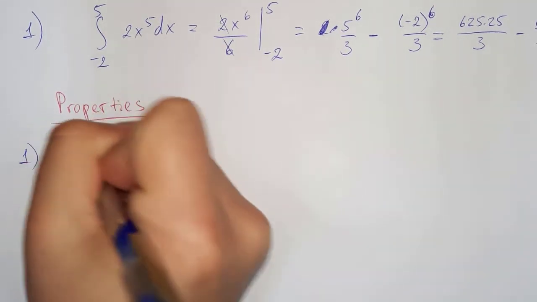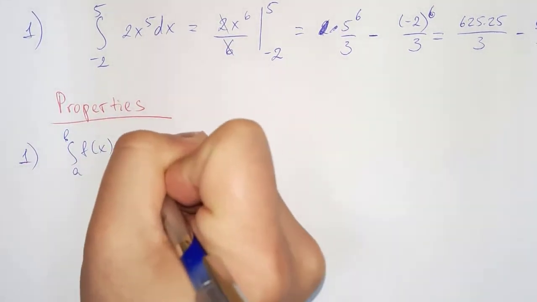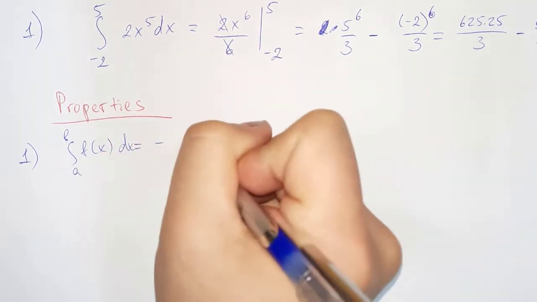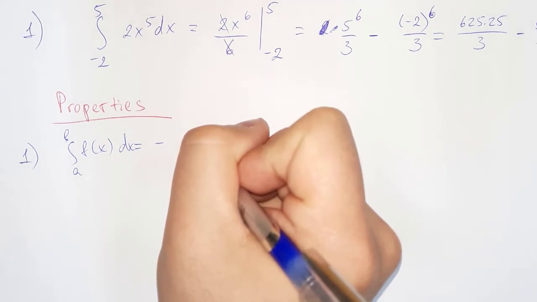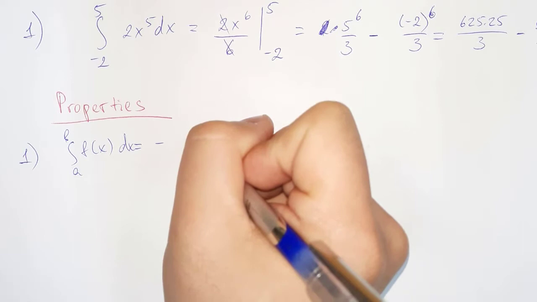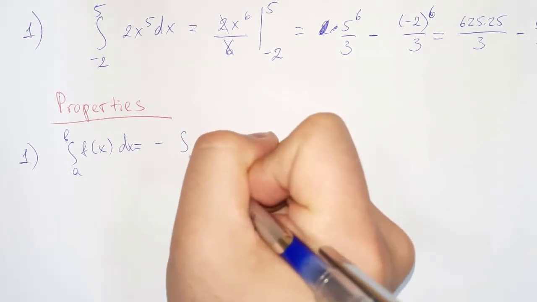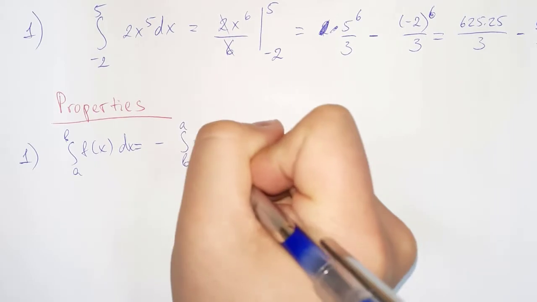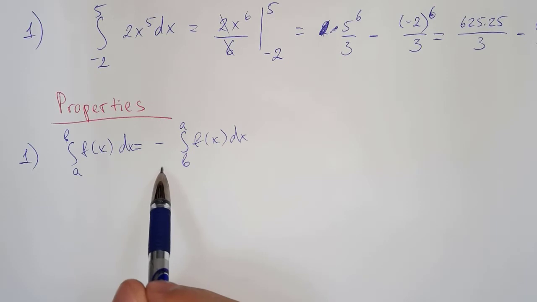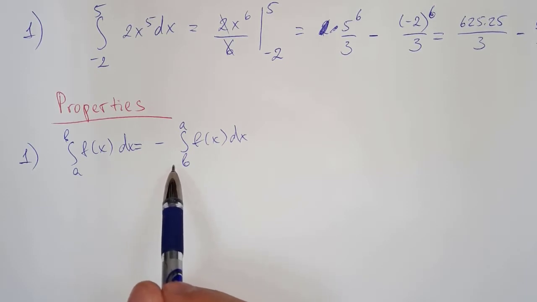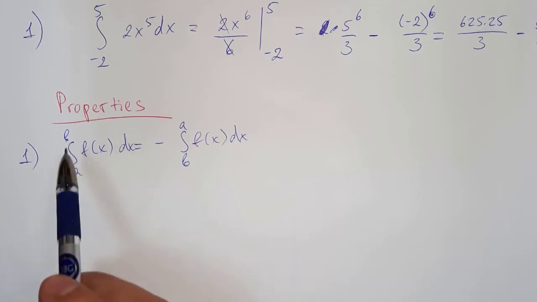Integral from a to b of f(x) dx equals minus, we can change our bounds, our endpoints. So it will be minus integral from b to a of f(x) dx. So if we change it, we need to put a minus here. We can change the limits.